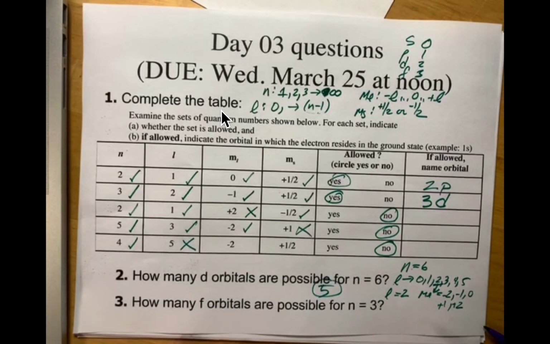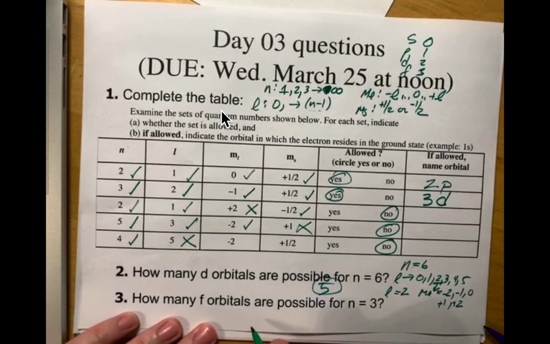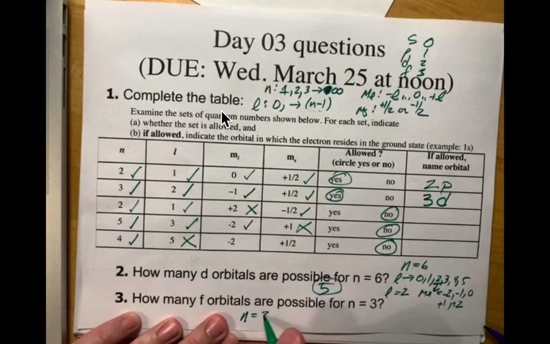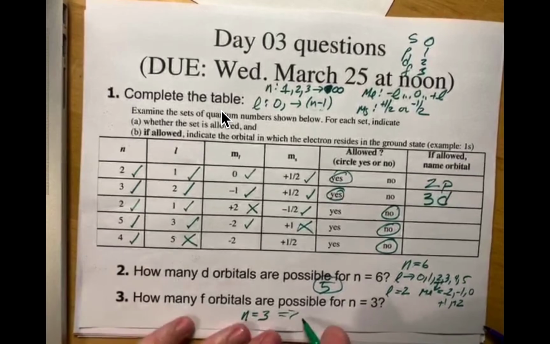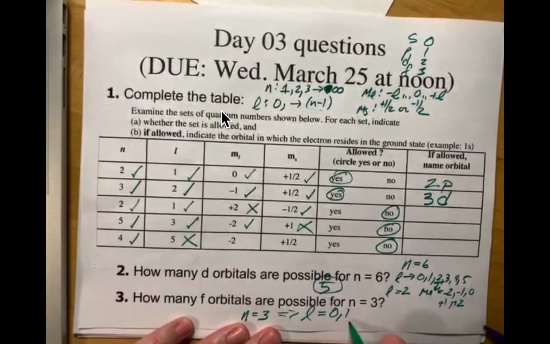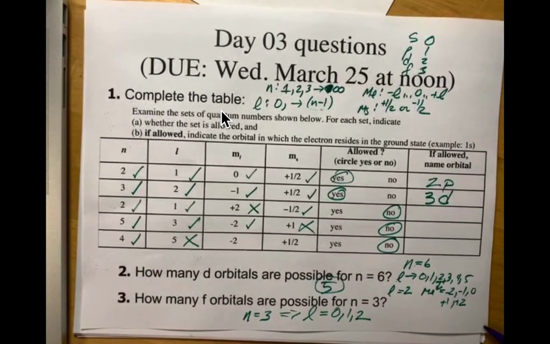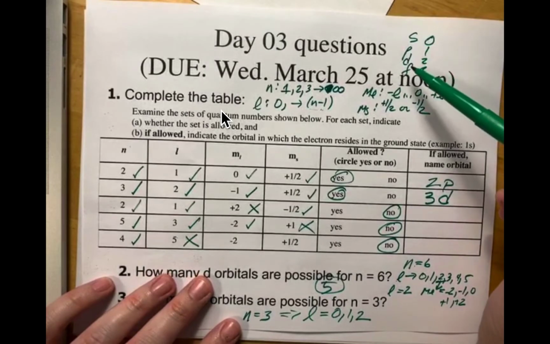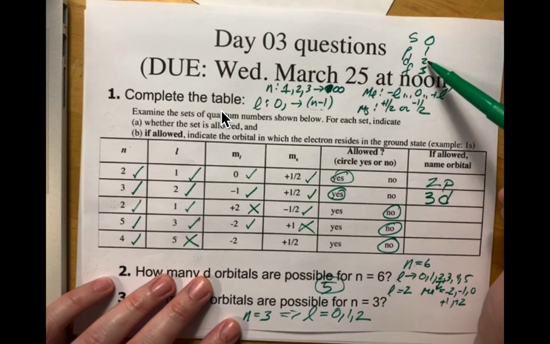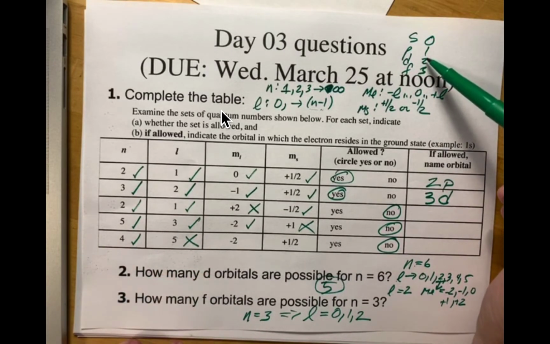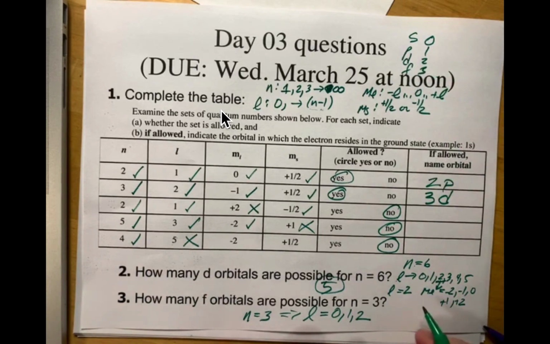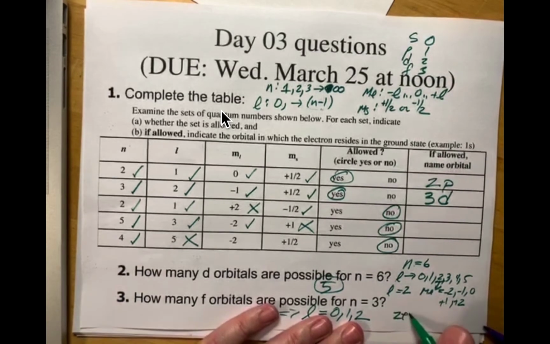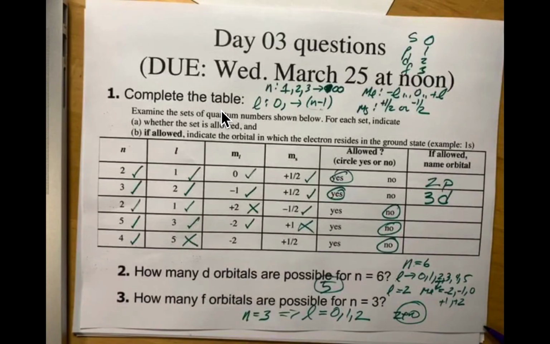All right, then how many f orbitals are possible for n equals 3? If n equals 3, then L equals 0, 1, and 2. So if L is equal to 2, that's a d orbital, so this was a trick question. There's 0. Okay, there's no 3f orbitals.